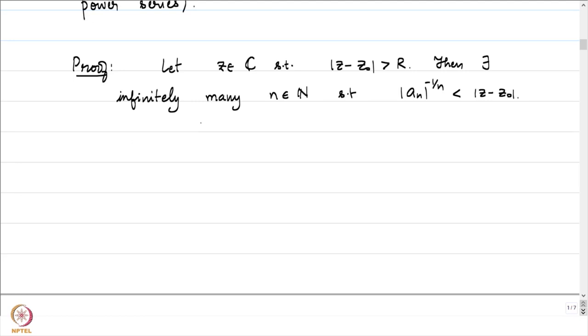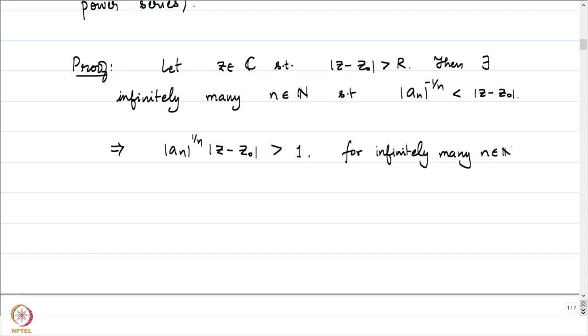The fact that there exist such natural numbers implies that, remember that these are all positive numbers, so I am freely multiplying to get the inequality, mod a_n to the power 1 by n times mod z minus z0 is greater than 1 for infinitely many natural numbers. But then taking the power n, this implies that mod of a_n times (z - z0)^n is greater than 1 for infinitely many values n.